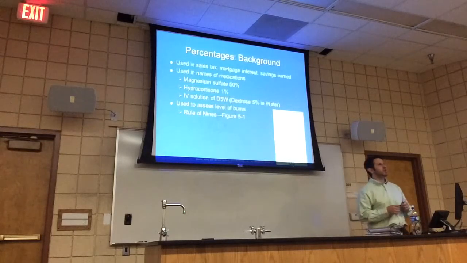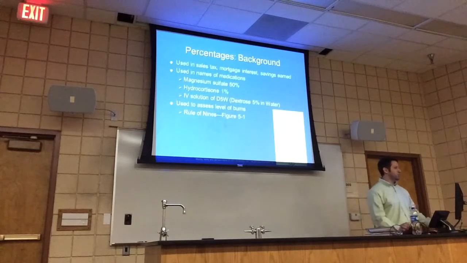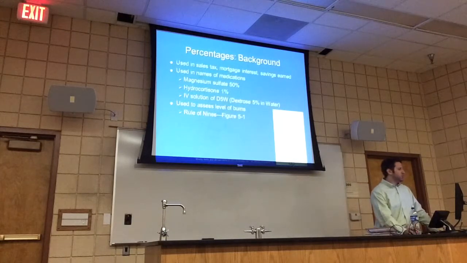Yesterday, I had a patient that had D5 half NS with 20K. Okay, so that's 5% solution of dextrose with 0.45% solution of sodium chloride or normal saline. Okay, those are commonly used abbreviations, and we'll do some math on the board that you'll see on your homework.